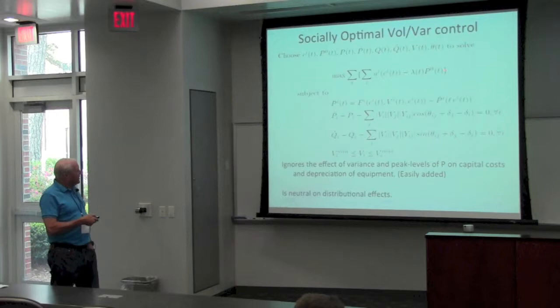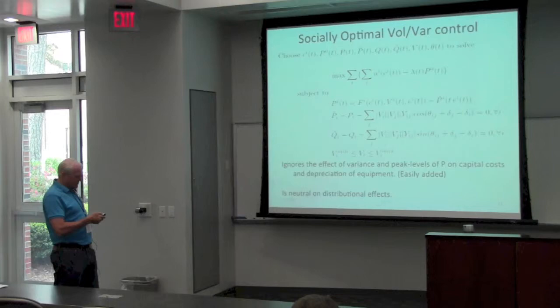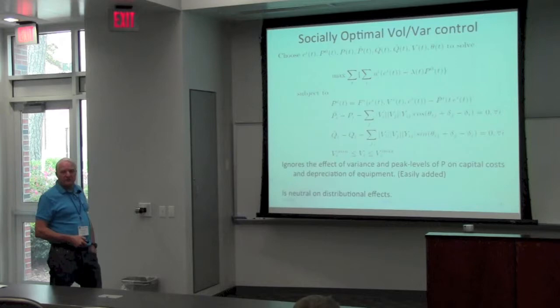The Volt-VAR control problem then turns out, if you had all the information, you knew everything, you didn't have to worry about incentives or who was paying who, works out to be: you choose the temperatures in the houses, the power at the substation, that's the power coming into the distribution network, the power at each of the nodes, et cetera, to maximize this social utility subject to the constraints. That's the straightforward social maximization problem that we'd want to solve if we could.